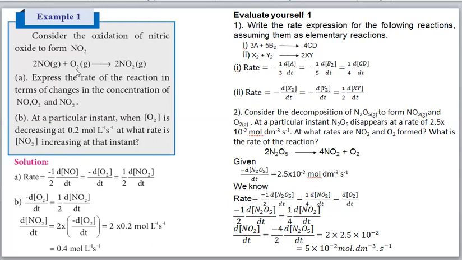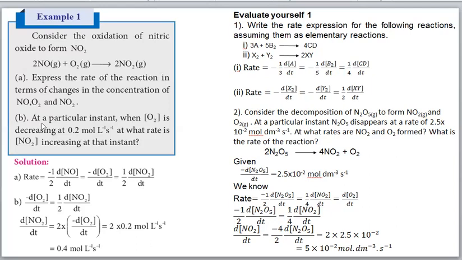Then in terms of oxygen, here there is no coefficient. Since it is a reactant, we can put minus sign. So minus d[O2] by dt. In terms of nitrogen dioxide, it is a product, so no need of minus sign. But here a coefficient 2 is there, number of moles, so we can divide by this number. So we'll get 1 by 2 d[NO2] by dt.